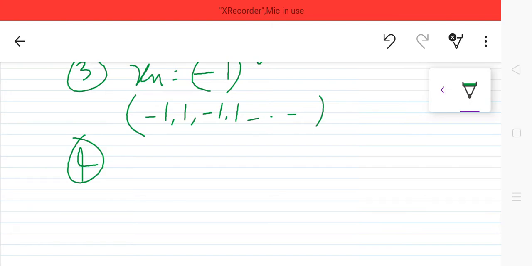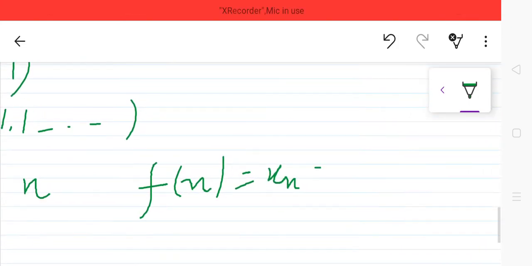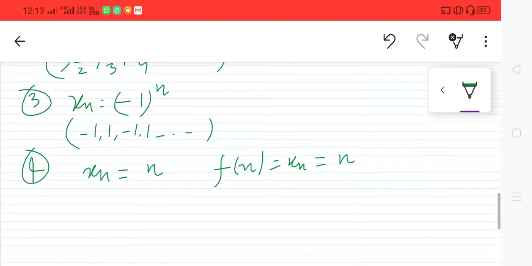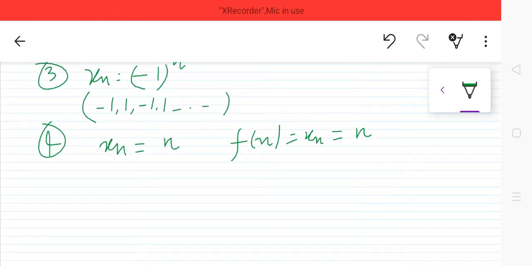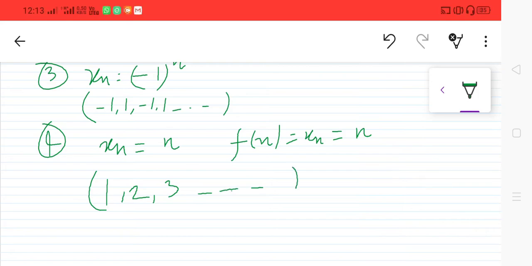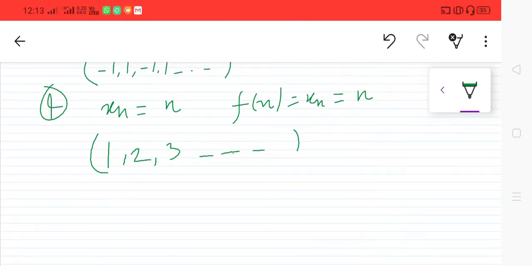The fourth important example is n. You write f of n equal to n. This is just xn, and xn is just n. So it is just a function. What is the value? 1 maps to 1, 2 maps to 2, 3 maps to 3, and so on. Similarly, you have many sequences like these.